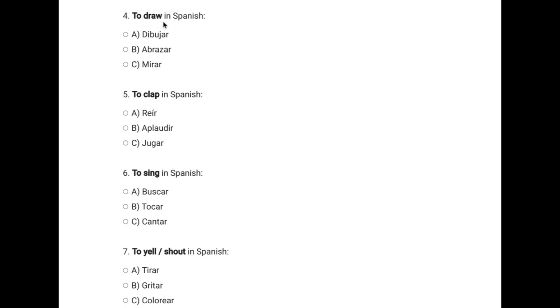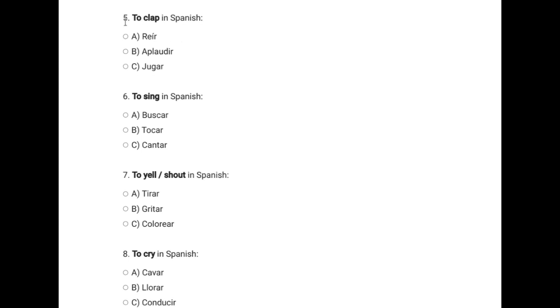Number 4 says to draw in Spanish. We have dibujar, abrazar, and mirar. The correct answer to draw in Spanish would be dibujar. To draw is dibujar.